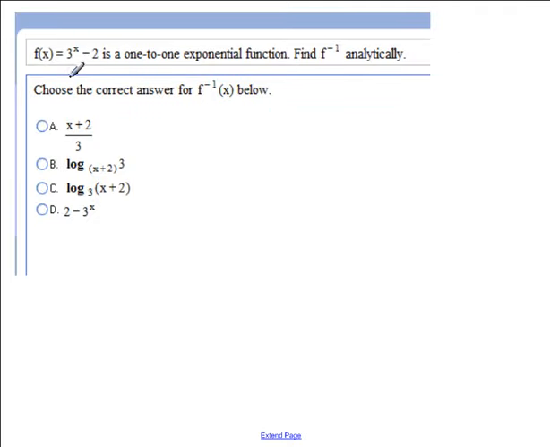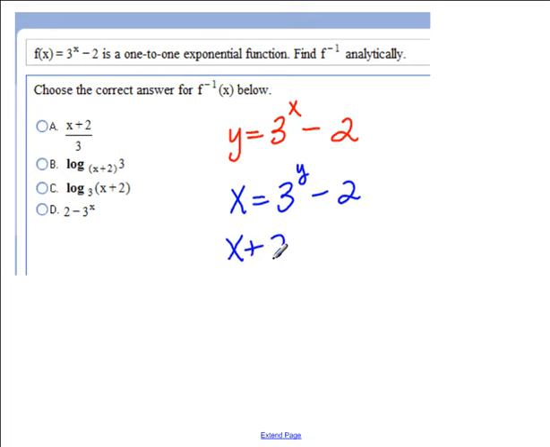Now, the next one, f of x is equal to 3 to the x minus 2, is one-to-one, and it's an exponential function. We want to find f inverse analytically. So, kind of what we talked about a little bit earlier, if we say y is equal to 3 to the x minus 2, and then we interchange our x and our y to get x is equal to 3 to the y minus 2, now we need to solve for y. So we would add 2 to both sides.